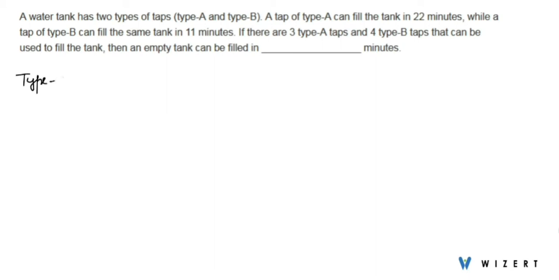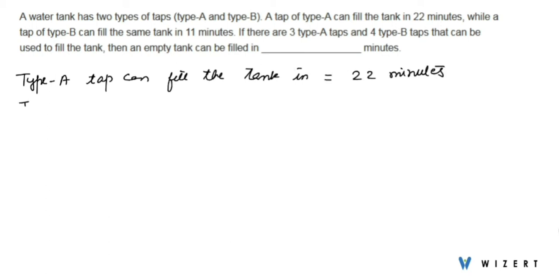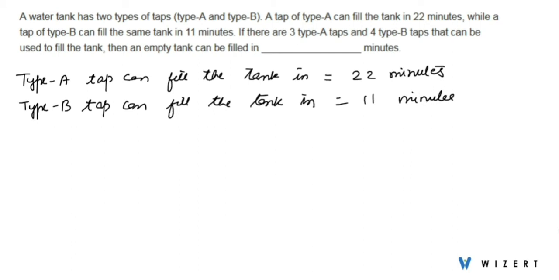So let us write what is given. Type A tap can fill the tank in 22 minutes, which is given to us. Now also type B tap can fill the same tank in 11 minutes. This is also given to us. So from here we can find out what part of the tank the type A and type B tap can fill in 1 minute.